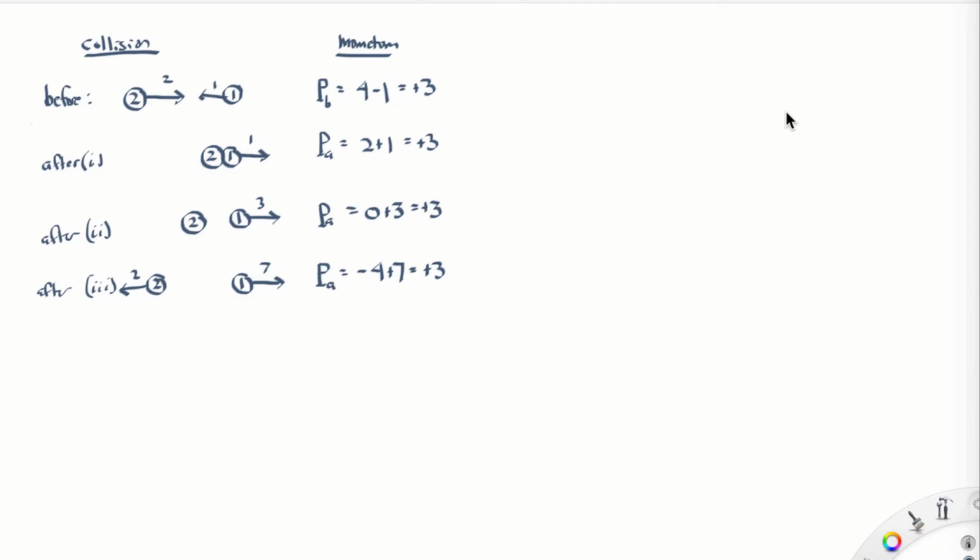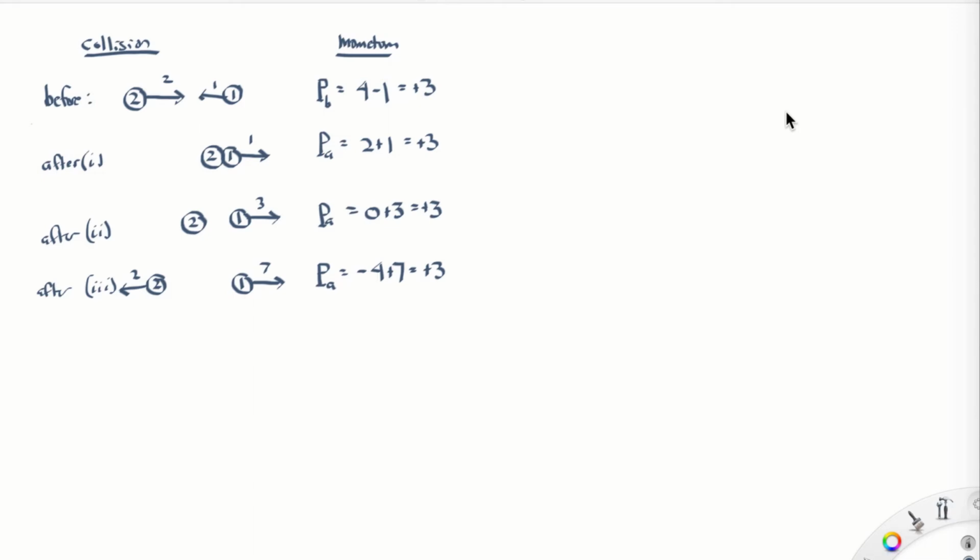And in our third situation, where the ball with a mass of 2 is moving to the left with a speed of 2, and the ball with a mass of 1 is moving to the right with a speed of 7, once again, the momentum after the collision is 3. That is 3 units of momentum to the right. So the puzzle that we brought up last time was that there's not a unique solution to this problem. So how do we solve this problem? How do we figure out what actually happens in nature?